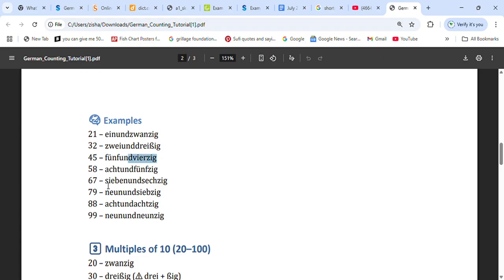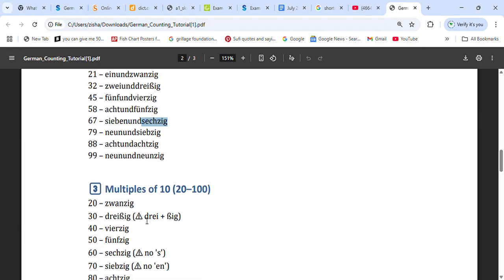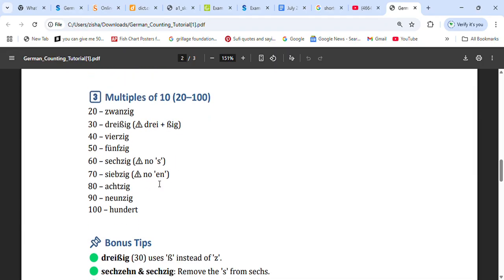Clear? 67: here 7 we write sieben, we put und, and then sechzig. Clear? 79 is neunundsiebzig. 88 is achtundachtzig. 99 is neunundneunzig. Clear? And these multiples I have already told you.